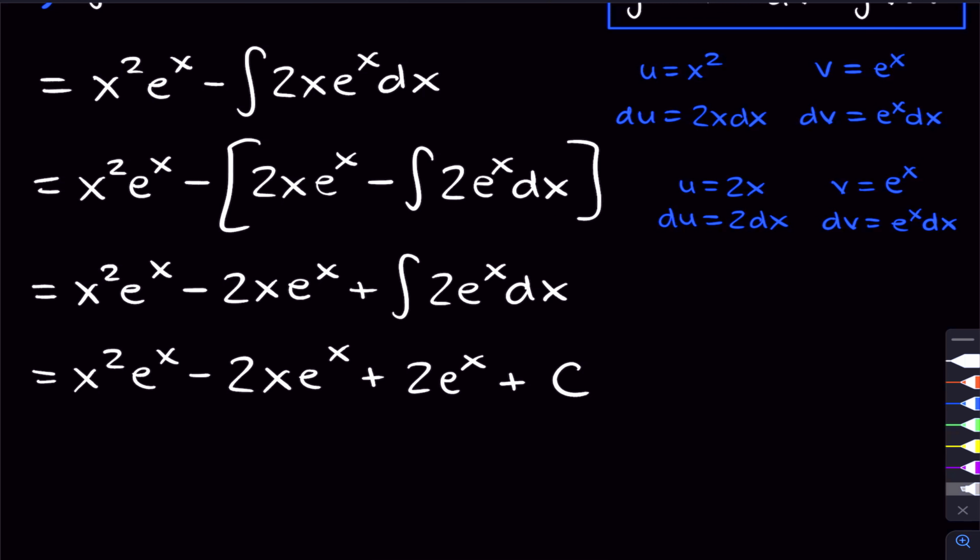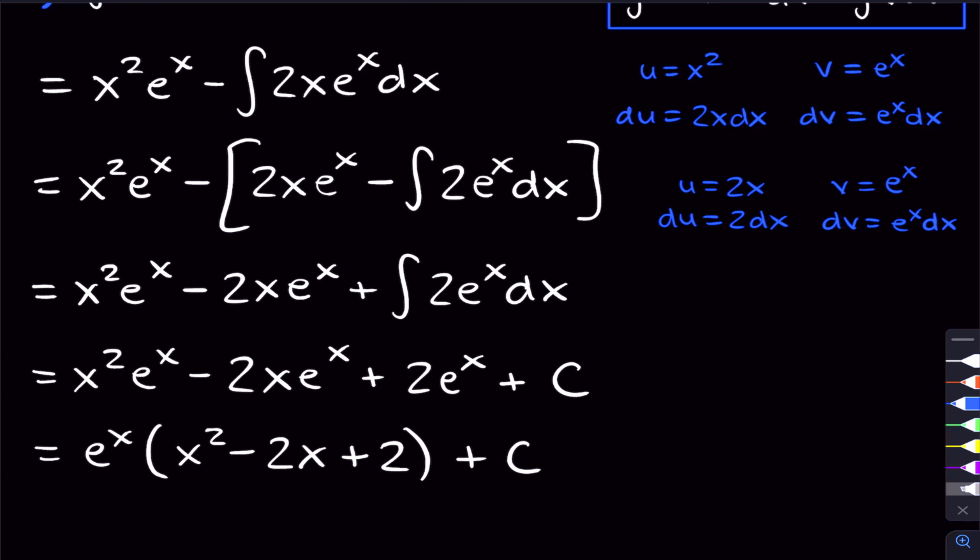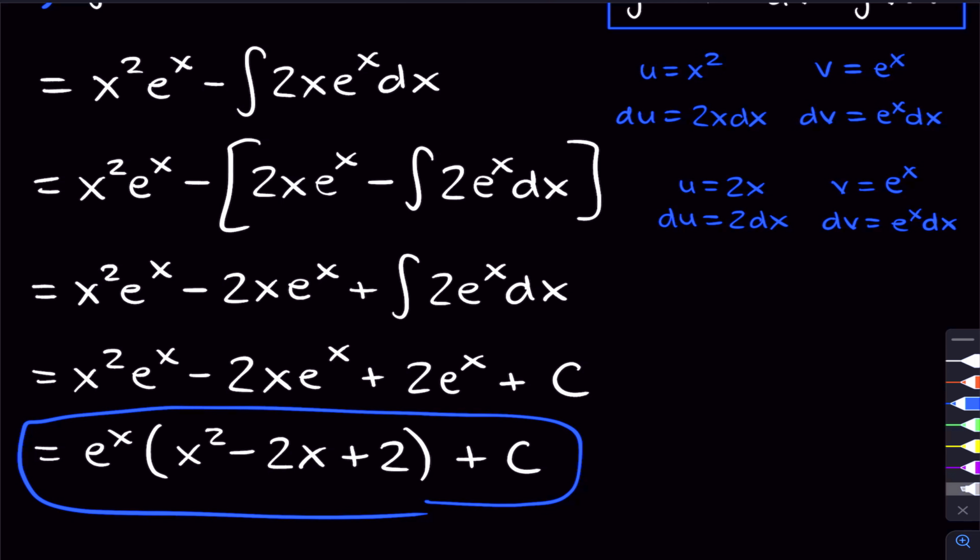And if you want to clean up this answer, you can. You can see that all of these terms have an e to the x in it, so you can factor that out. And that gives you e to the x times x squared minus 2x plus 2. And you have plus c. So that's your answer for problem 2.